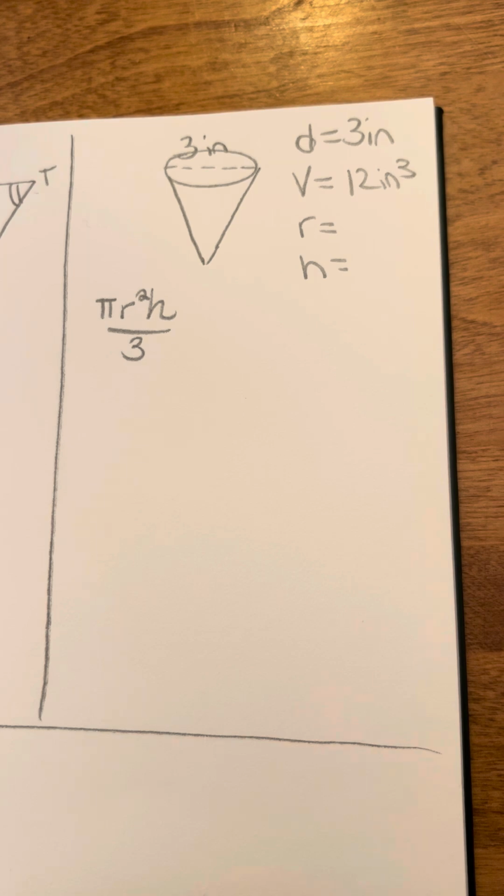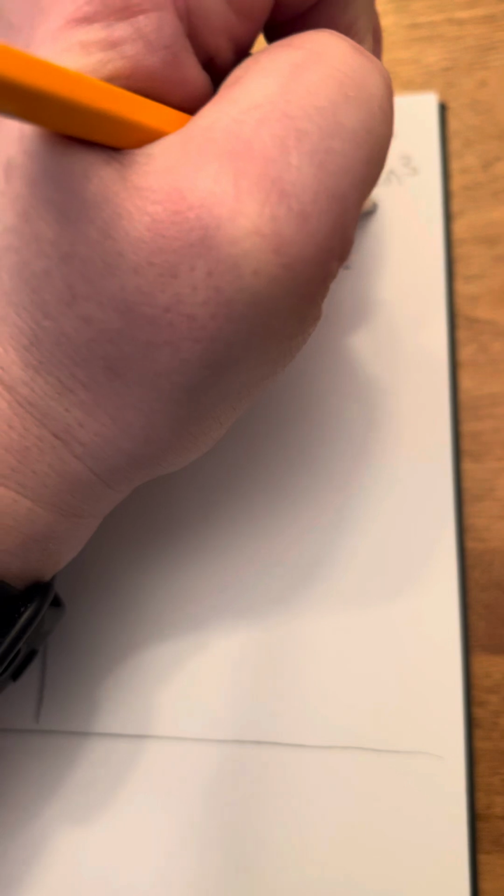So since diameter is not really needed for this type of problem, I do need to figure out what the radius is. So the radius is just half of whatever the diameter is. So I'm going to take 3 divided by 2, and you get 1.5 for the radius.